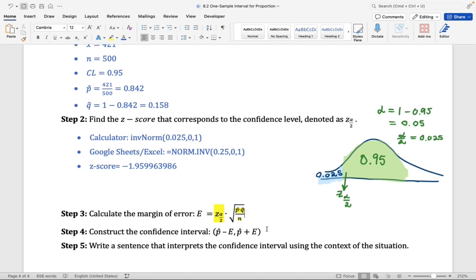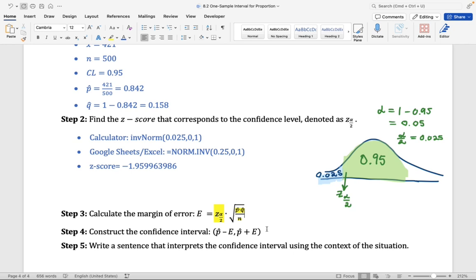As I mentioned before, I'm going to let you do step 3, 4, and 5 on your own. I'm going to include questions below this video. There's going to be a question that is going to ask you for the margin of error. There's going to be another question that is going to ask you for the value of P hat minus E, and another question that is going to ask you for the value of P hat plus E.